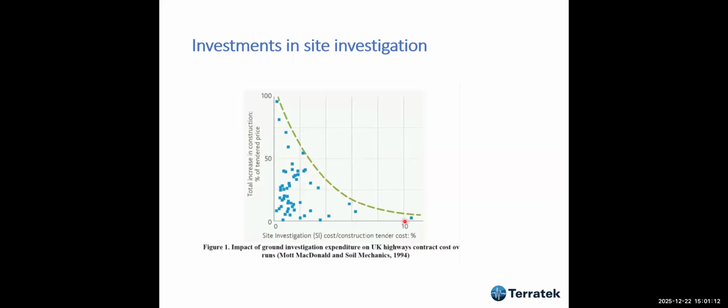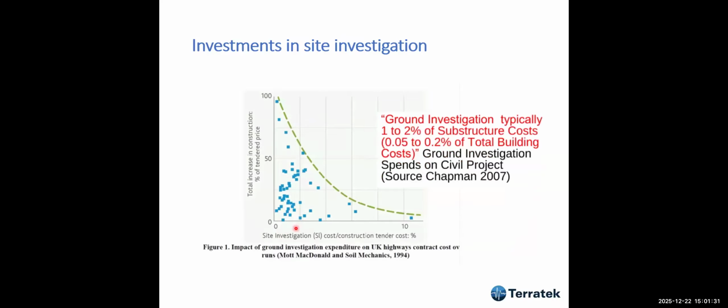Of course, this is too much. So this depends, usually, on the risk of the problem. But you see here, if you invest something around 2%, in most cases the variation is not going to be very high.